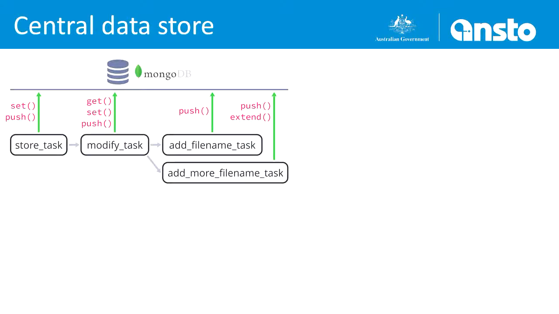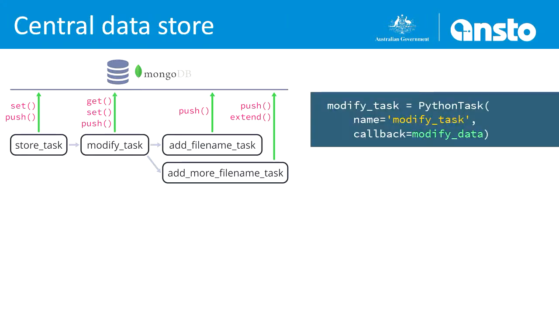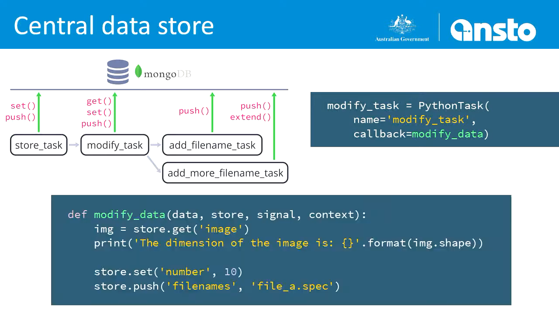I talked about the central data store, and that is a drawing from the examples that we provide. In this case, I only would like to talk about the modify task as an example. So again, very generic Python task. We have seen that. And so the modified data in this case uses the store object. So we're not using data because we don't want to pass anything to the next task. We just want to modify the central store.